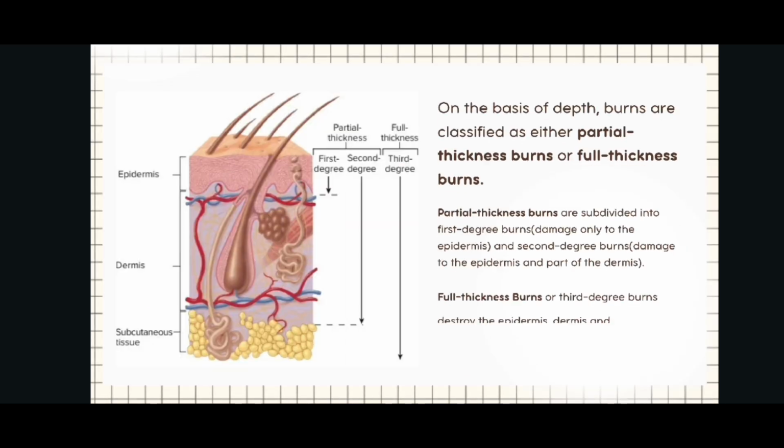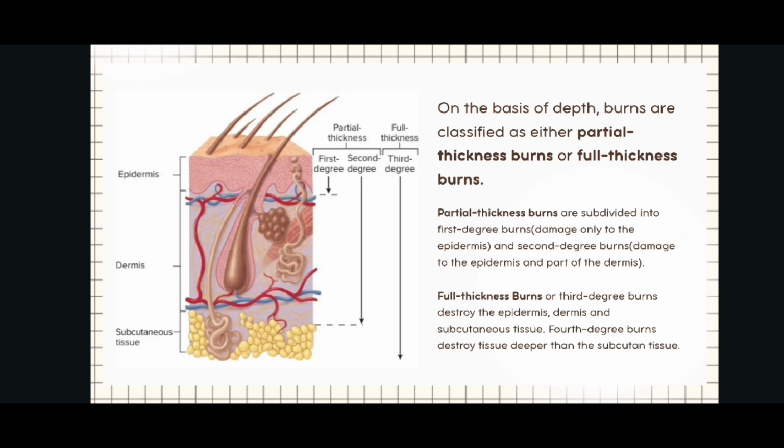Now, let's talk about how burns are classified. Burns are divided into two main categories: partial thickness burns and full thickness burns. Partial thickness burns include first degree burns and second degree burns. First degree burns only affect the epidermis, or the outer layer of the skin. A good example is a mild sunburn. Second degree burns damage both the epidermis and part of the dermis. These usually cause redness, pain, and blisters.